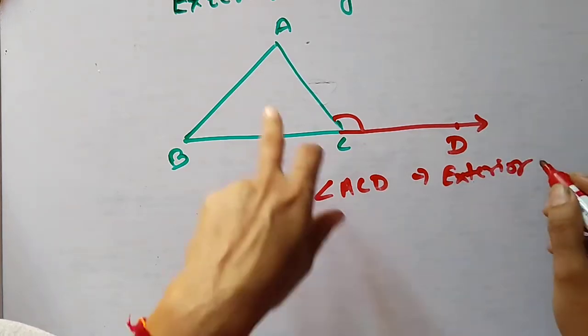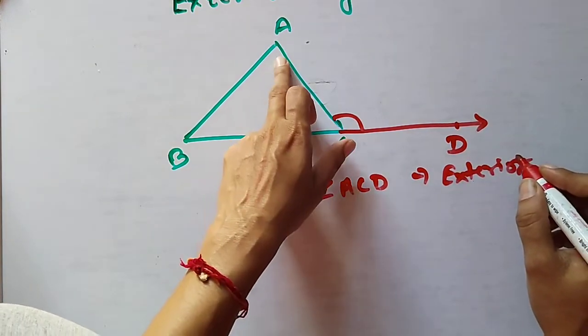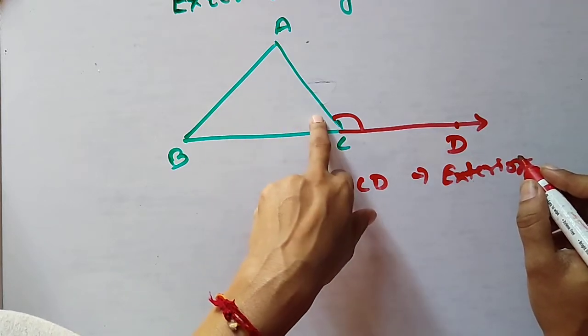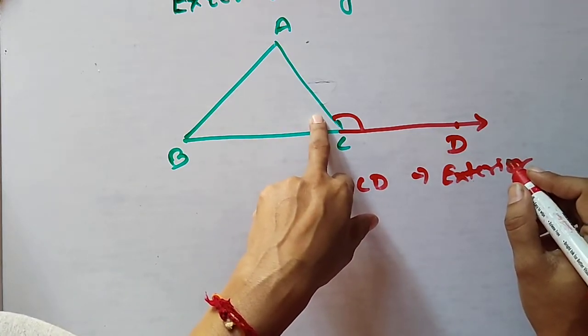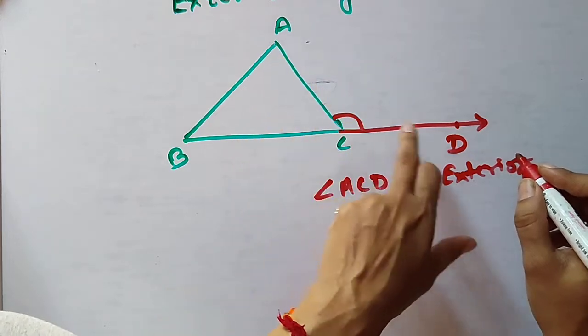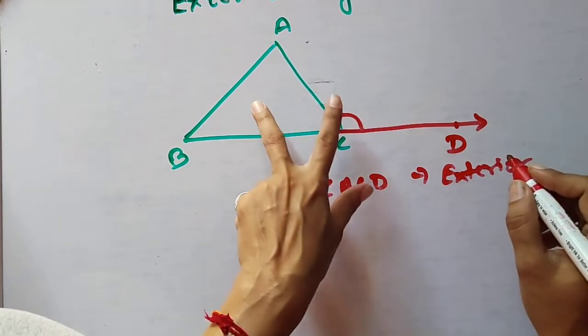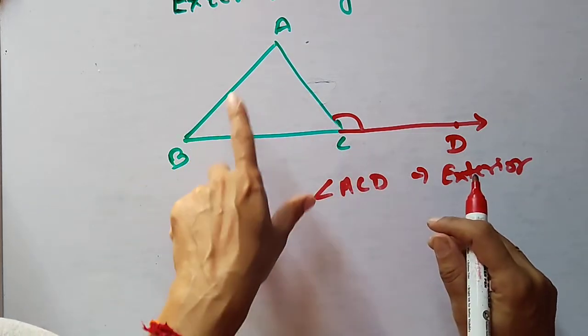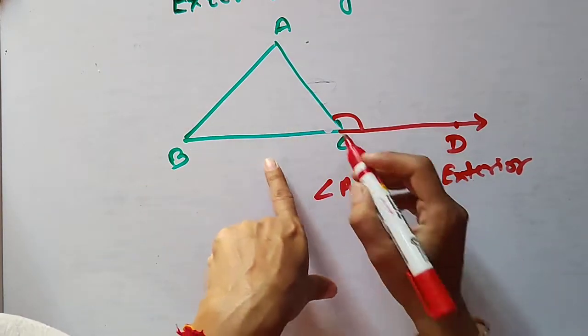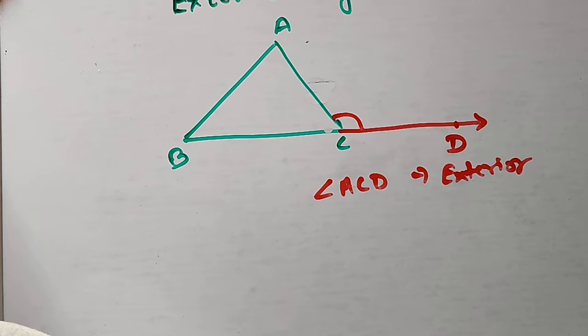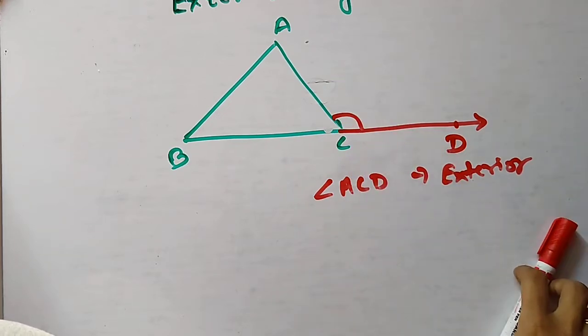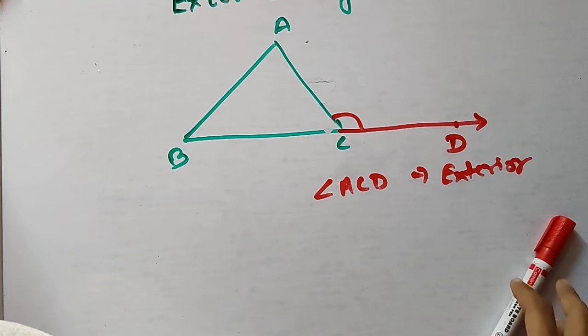Okay, and which are the interior angles here? Angle A, angle B, and angle C. These three angles are interior, and the exterior angle is ACD. So, angle ACD and angle ACB, what type of angles are they? They are adjacent to each other.